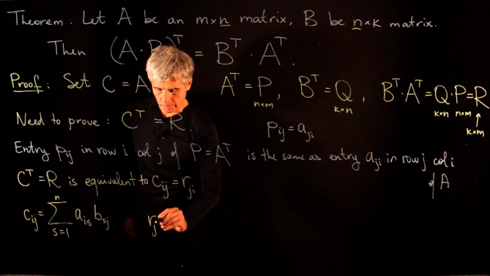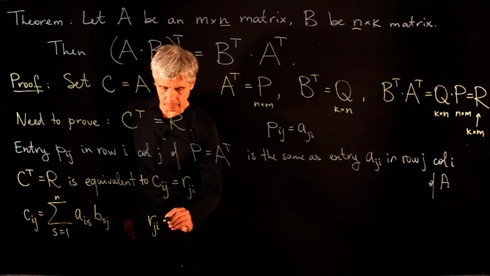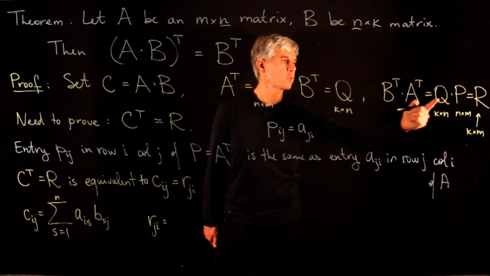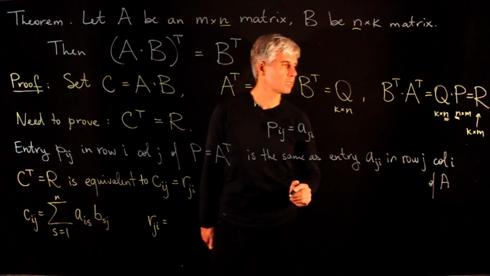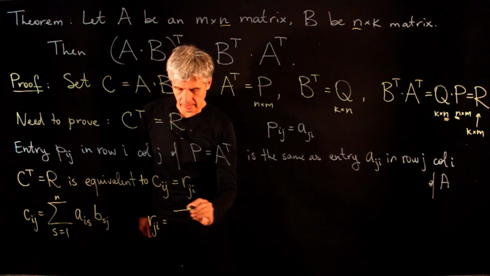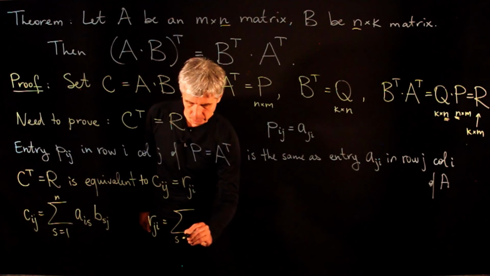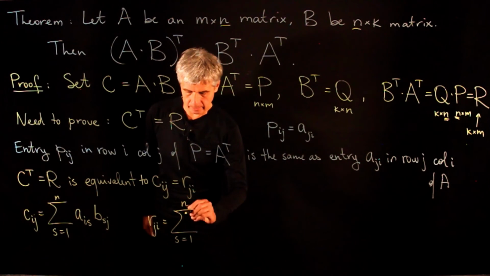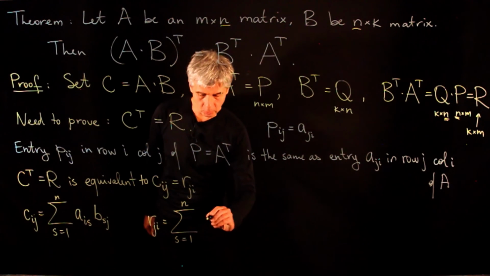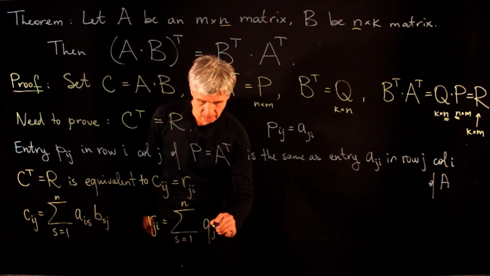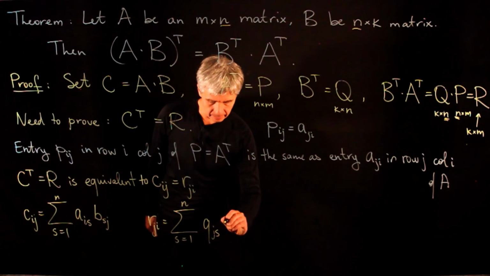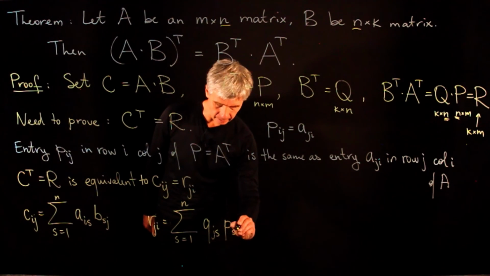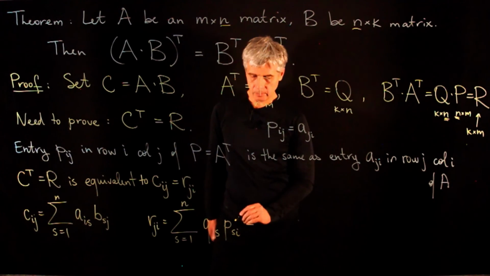What is the formula for R_ji? So R is the product of Q with P. And again, we have common indices n. So this is the sum, s goes from 1 to n, of Q_js times P_si. But what is this?